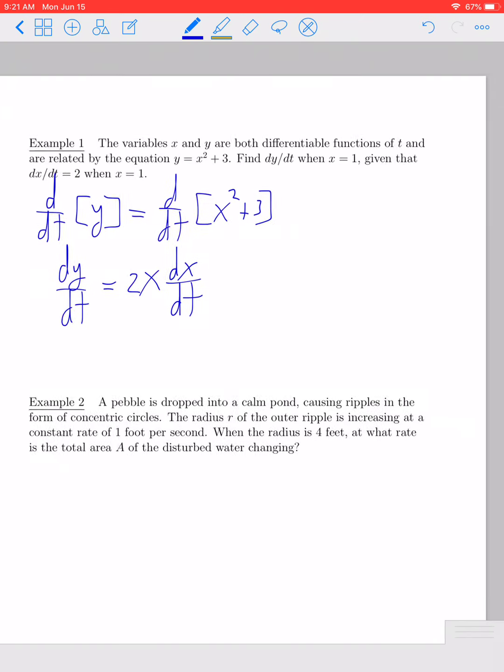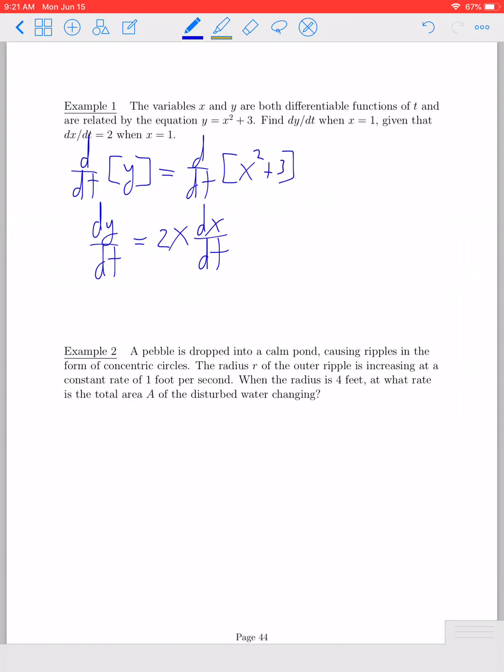So step 1, take the derivative with respect to time of both sides, and now that we've done that, we can go ahead and evaluate our derivative. We want to find dy/dt. We know x is 1. We also know that dx/dt is 2, so I can plug those in, and we would find that the rate of change of y with respect to time would be 4. So dy/dt is equal to 4.